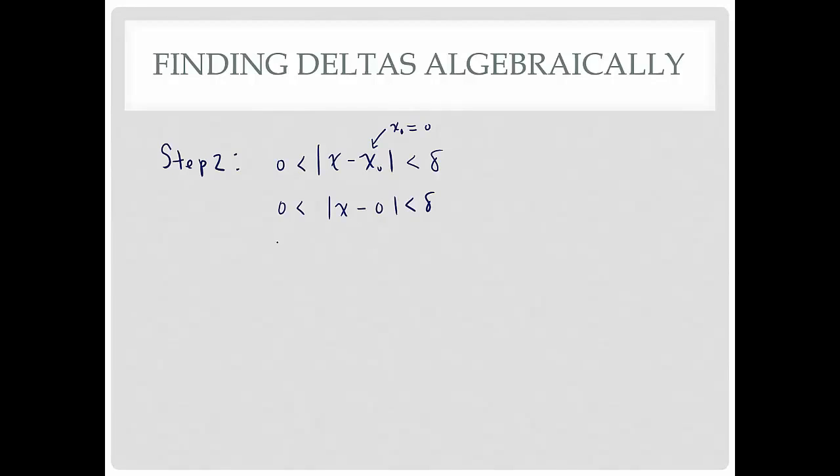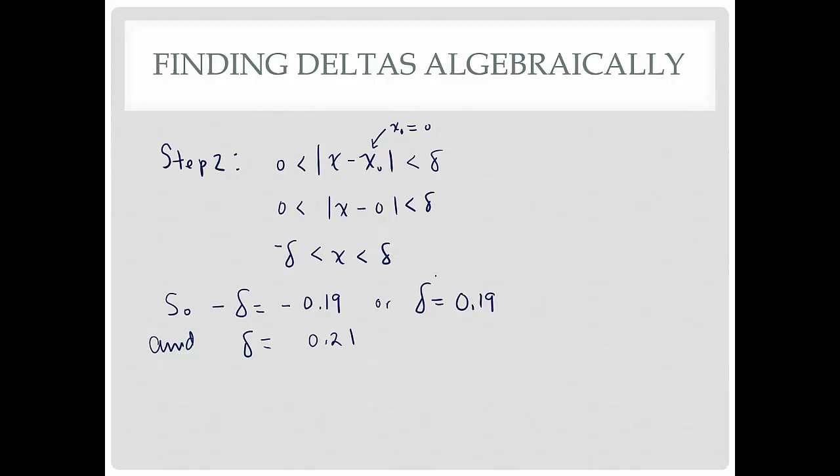And now I do the plus or minus. So I'm going to have a minus delta less than x less than delta. So this says my minus delta must equal my lower value, which on the last slide was negative 0.19, or solving for delta would be 0.19, just divided by negative 1, however you want to say it, made both of them positive. And I had another one, I had an upper delta at 0.21, and we always pick the smaller one.